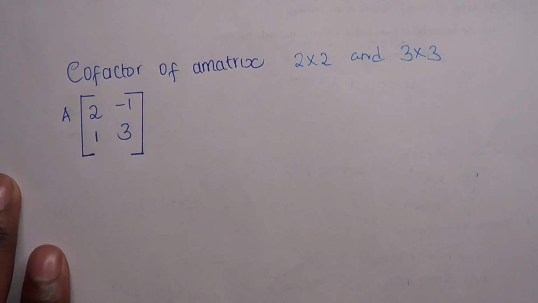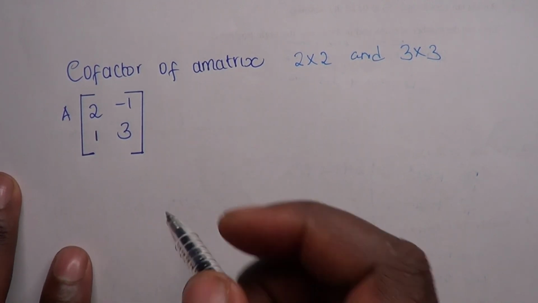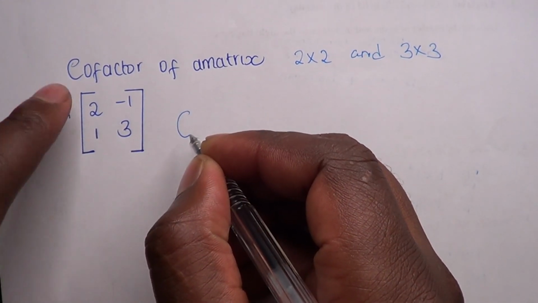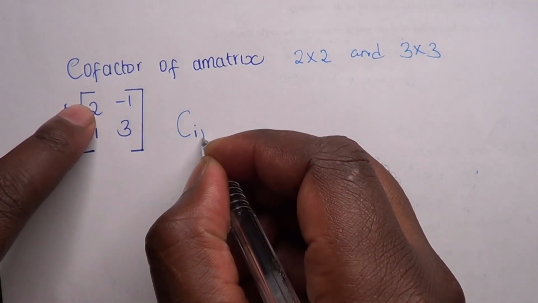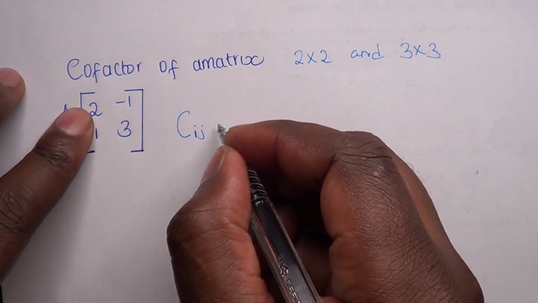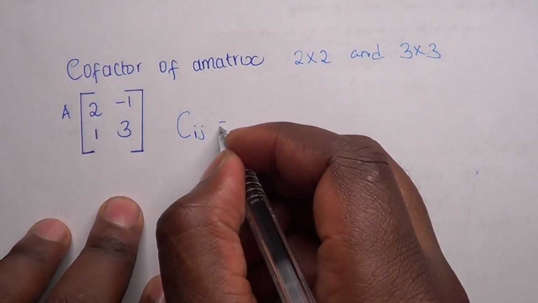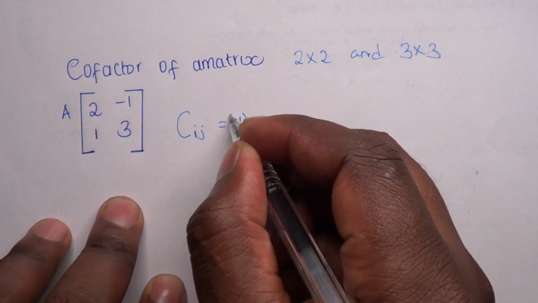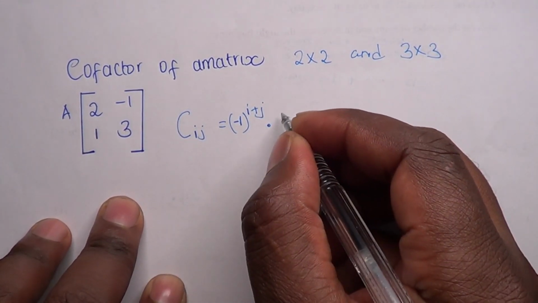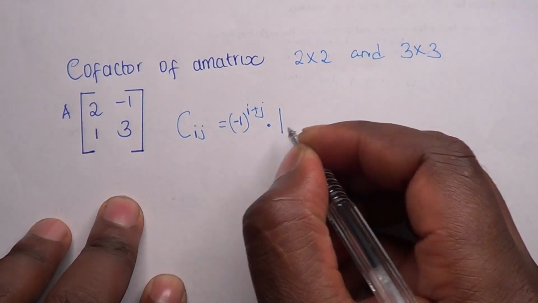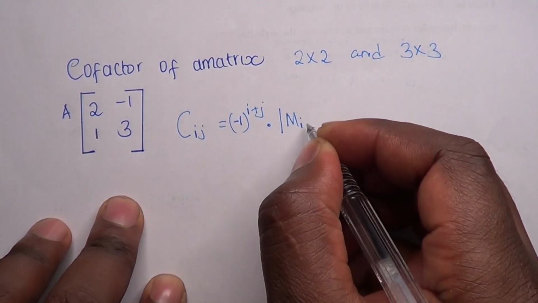Now at this point, we want to find a cofactor of every element. So the first thing you need to know is that the cofactor of the element i j is going to be -1 to the power i plus j times the minor, that is now the determinant of the minor i j.